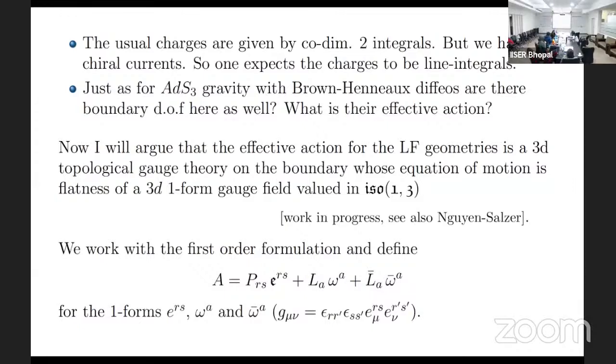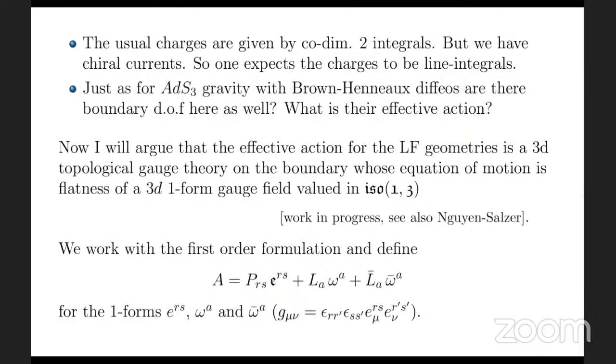Okay, thank you. So in the rest of the time I'm left, I'll just indicate to you some work that is in progress, where we argue that the effective action of the boundary degrees of freedom corresponding to all the locally flat geometries is actually a three-dimensional topological gauge theory, with gauge group ISO(1,3), the Poincare group in 4 dimensions, whose equation of motion tells you that the connection has to be flat, a 3-dimensional one-form gauge connection that should be flat.